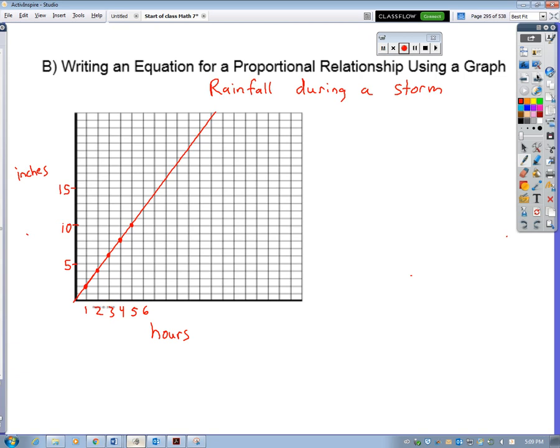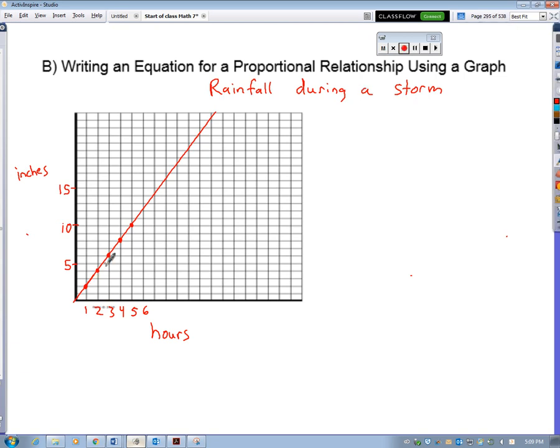Okay, so here we have rainfall during a storm. This line and these points show how much it rained during a storm. We have hours and we have inches. So go ahead and copy that down, pause this, and then we will get back to explaining this problem.